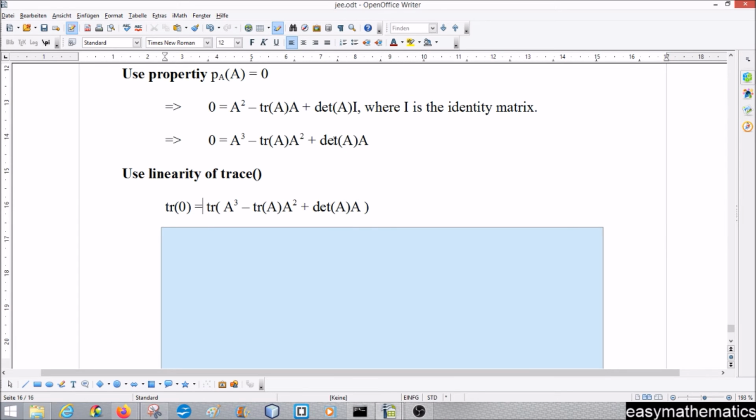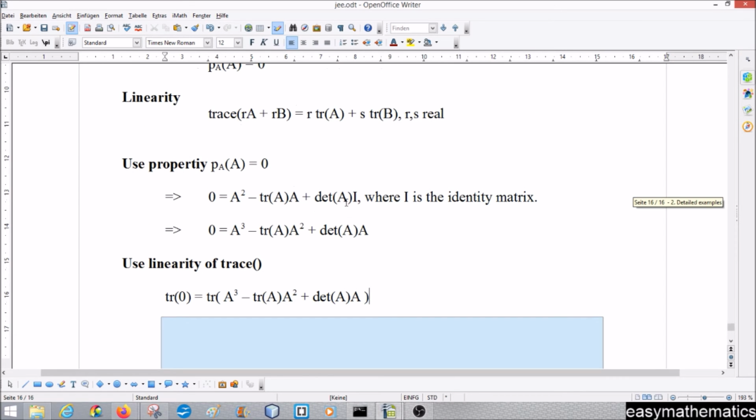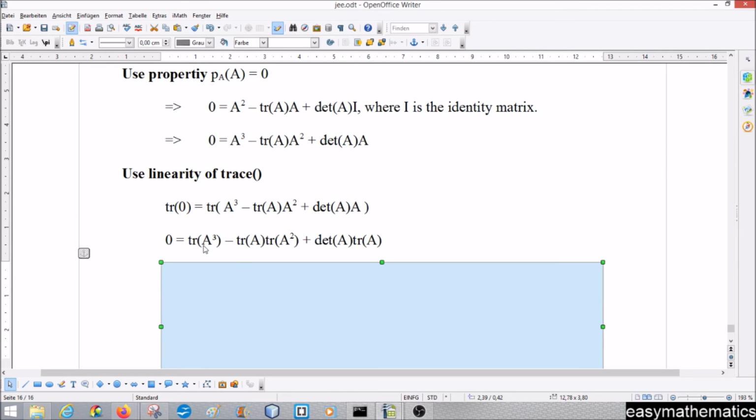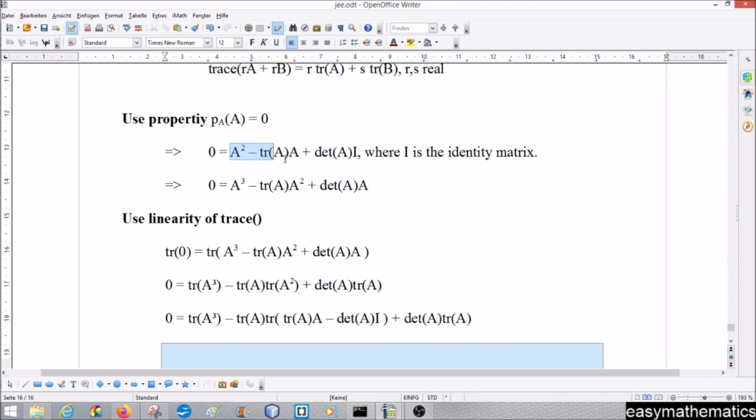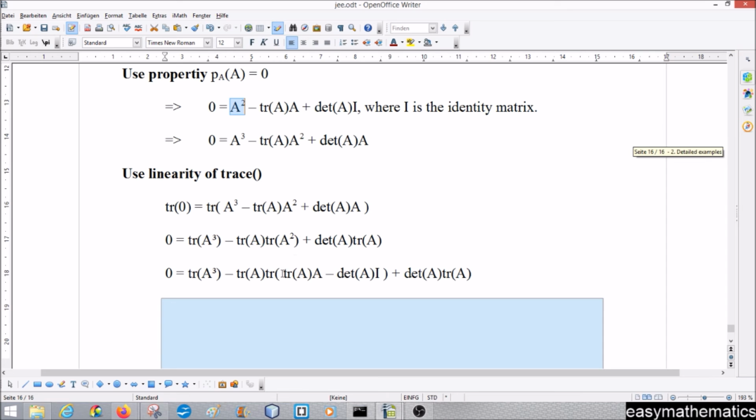And now we consider the trace on both sides. So trace 0 equals the trace of this cubic matrix term. Then we use the linearity of the trace. So what do we get? Trace of A cubed minus trace of A times trace of A squared, plus determinant of A times trace of A. Okay, this is the linearity of the trace. For trace A cubed, we have the value, but we have no knowledge about trace of A squared. So how can we use this? For A squared, we use the characteristic polynomial here, and we solve this for A squared. We get trace of A times A minus determinant of A times I. This is here. So you can pause the video and think about that step carefully.